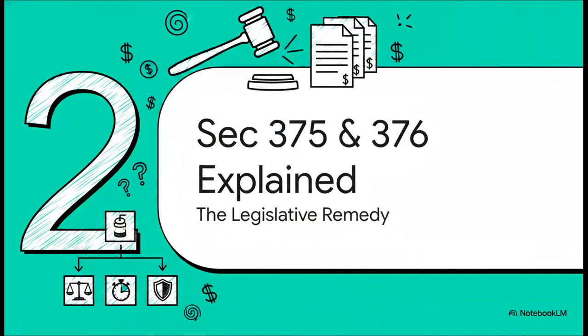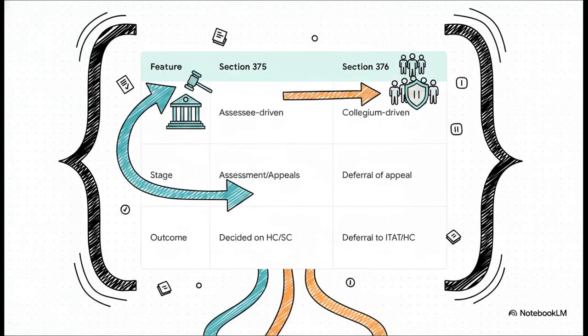Moving on to Section 2, Sections 375 and 376 explained. Okay, the departmental FAQs actually clearly delineate two separate pathways here. First, Section 375 is what we call assessee-driven. This means you, the taxpayer, proactively make a declaration during the assessment or appellate stage, agreeing to just apply whatever the final outcome of the higher court is. Simple enough, right? On the flip side, Section 376 is collegium-driven. This kicks in when a departmental collegium decides to defer filing a further appeal, let's say to the ITAT or the High Court, because they recognize that the exact same issue is already awaiting a higher court ruling.